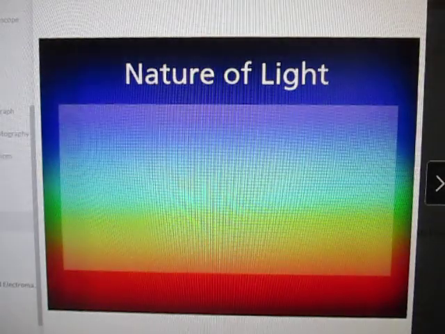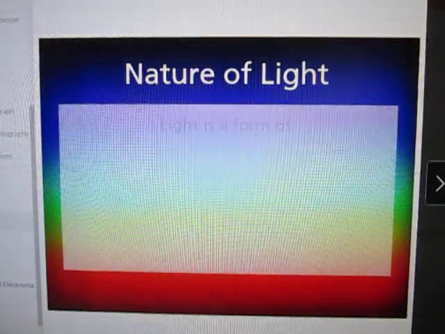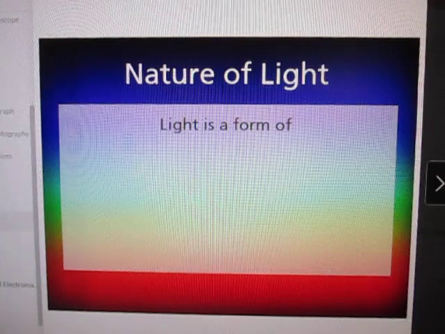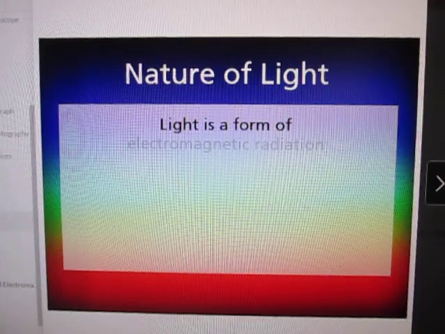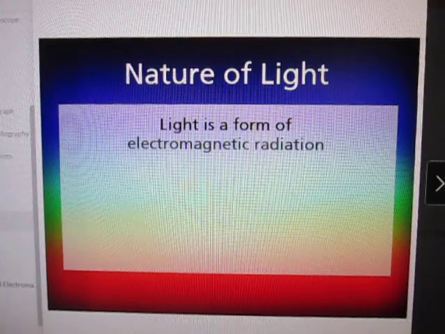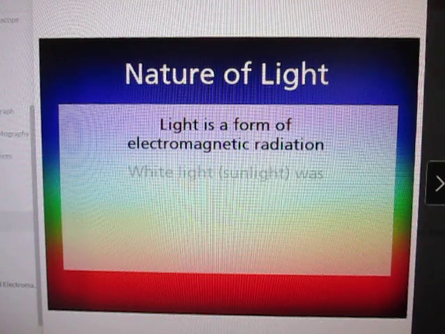So we've learned a little about the telescope. Now let's explore the nature of light. Light is a form of electromagnetic radiation. Therefore, it is a form of energy.